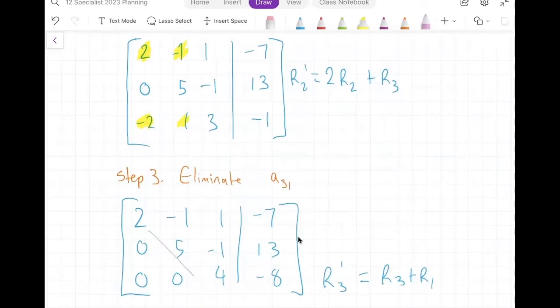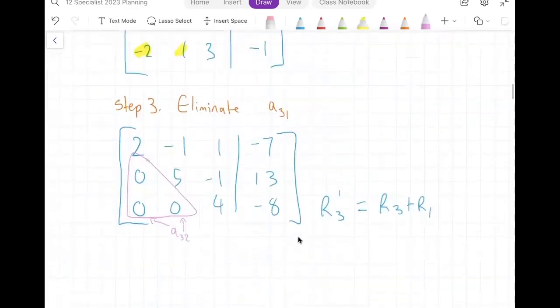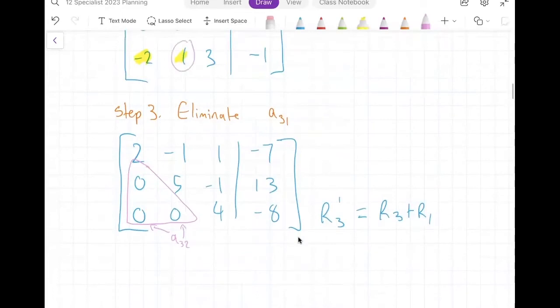This is the whole point of what I'm trying to do. I'm trying to eliminate to get my little lower triangle of zeros on the bottom side here. This question did turn out quite nice because I could easily eliminate my A32 term at the same time as eliminating this term here. Otherwise, I'd require a 4th step, which would be to eliminate A32, to make this term into a 0, assuming I didn't get a 0 just then.